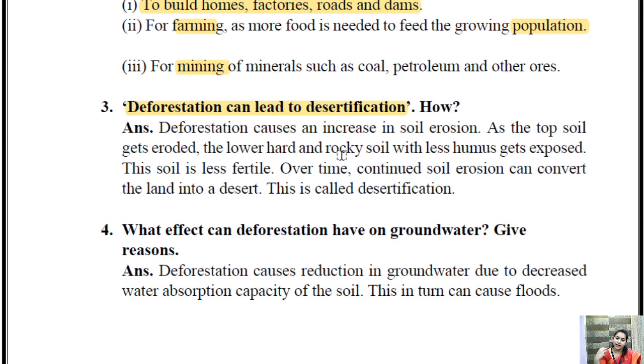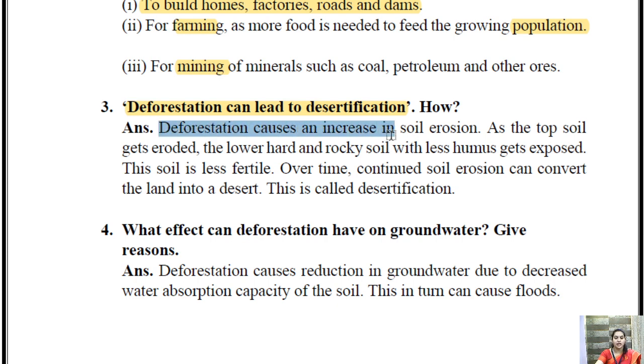And when it becomes loose, because of heavy rainfall or heavy wind, what will happen? That soil will get eroded, and hence the fertile layer will be removed. As the fertile layer of soil is removed, we cannot grow plants or trees in that area again. And slowly and gradually that area becomes a desert. So let's see what is written.